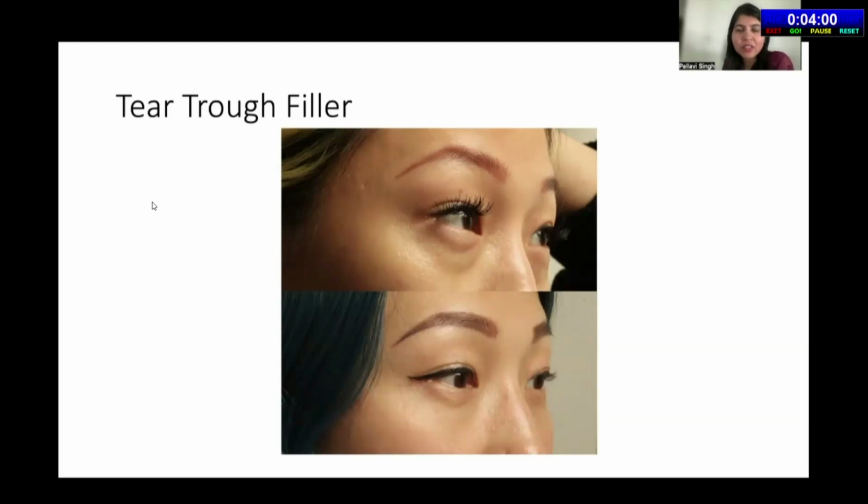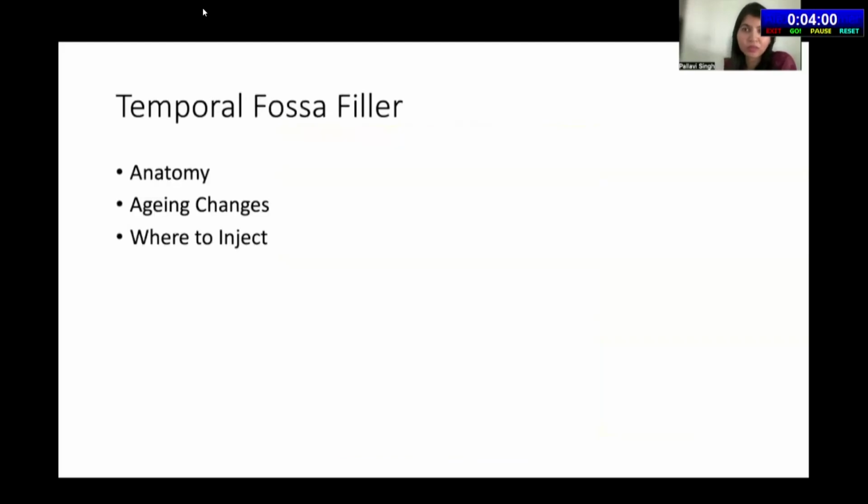Tear trough filler lasts anywhere between 18 months to 2 years. Great results, and an excellent option for people with hollowing in this area, especially younger people who have good skin quality. And the last area I'm going to talk about is the temporal fossa.